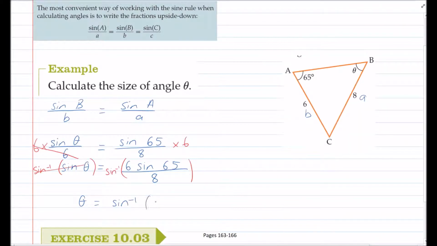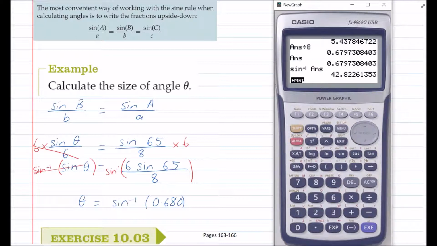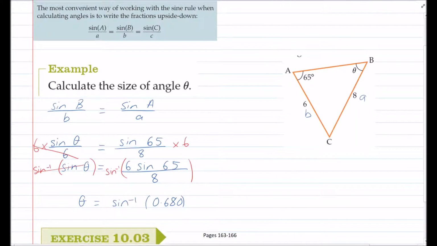0.680, and even though I've written that down in my working, when I work out inverse sine, I'm actually going to use the answer key, because the answer key recalls it exactly. So I'm going to go shift sine inverse, shift answer key, and that will give me a precise sine inverse, which gives me 42.82 degrees, or 42.8 degrees. So in this case, theta equals 42.8 degrees. Okay, so just be aware of those accuracy issues when you're working with your calculator.